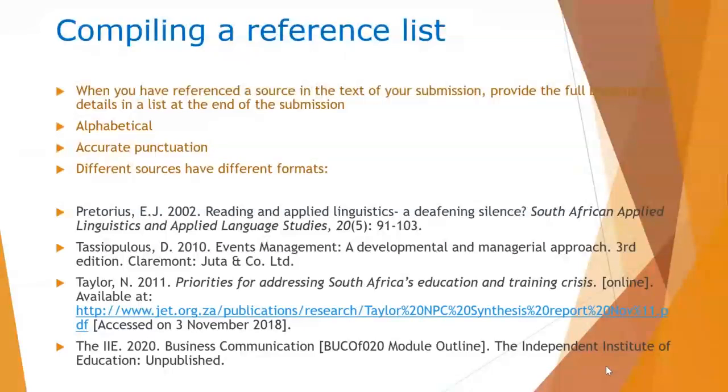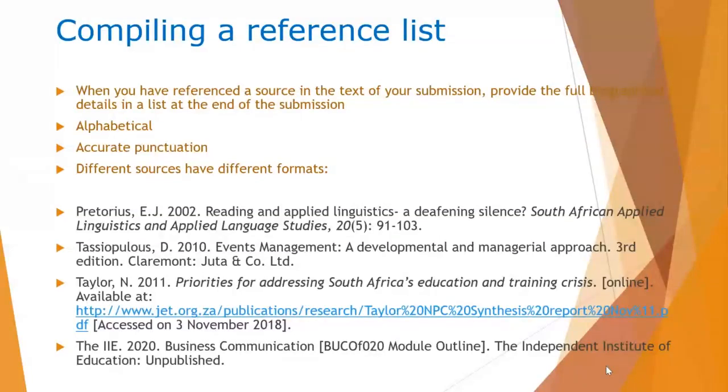Compiling a reference list. When you have referenced a source in the text of your submission, provide the full bibliographic details in a list at the end of the submission. You can call it a reference list or bibliography. Your bibliography must be in alphabetical order according to the authors' surnames. You must have accurate punctuation, and different sources have different formats. You can find these in your IE Harvard Referencing Guide.